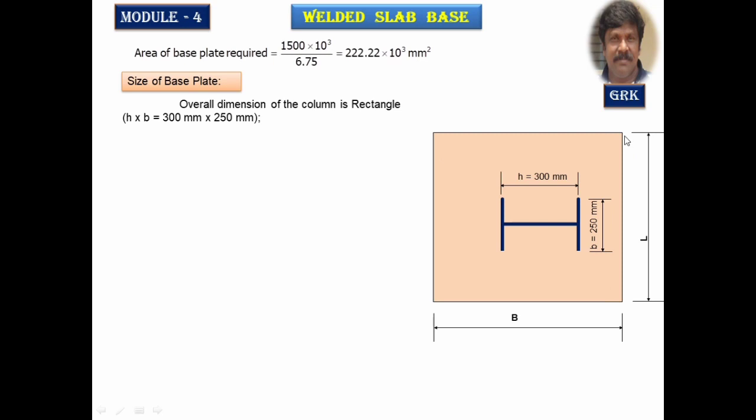In the bolted connection, we have designed a square base plate. Here we will design a rectangular base plate by taking this projection, whatever it is there beyond the column, as the projections. Here also I can take this as A and B, make them equal, and design the rectangular base plate.